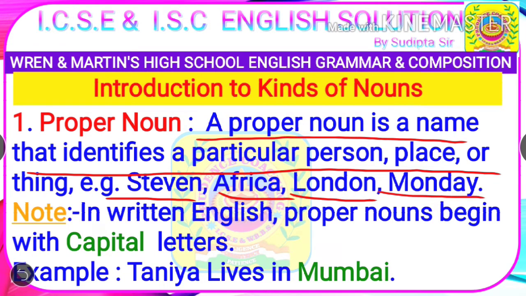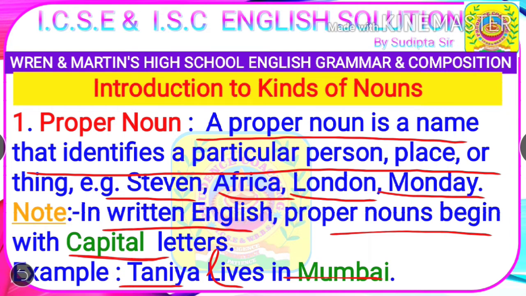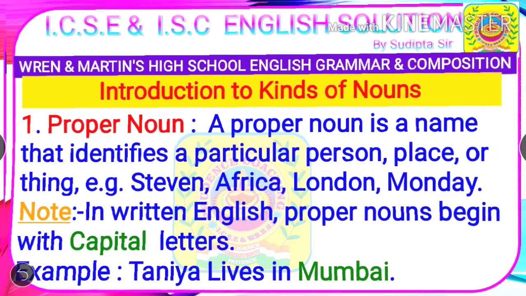Here the note tells us that in written English, proper nouns basically begin with capital letters. Here you can see Taniya and Mumbai. These are the proper nouns. Taniya lives in Mumbai. In this sentence, Taniya is the name of a person, a girl, and Mumbai is the name of a famous city. So that's why these are proper nouns.